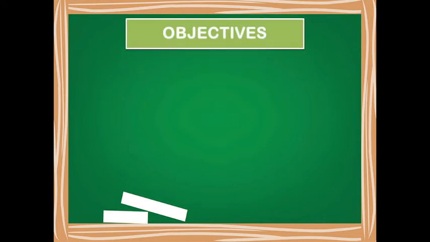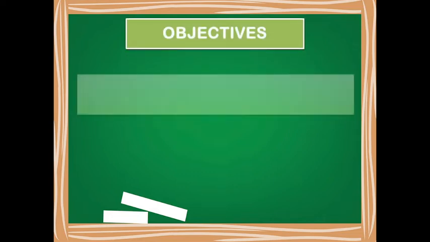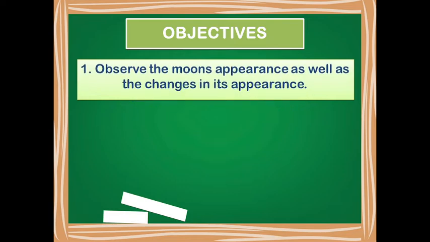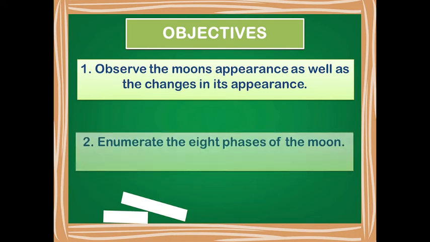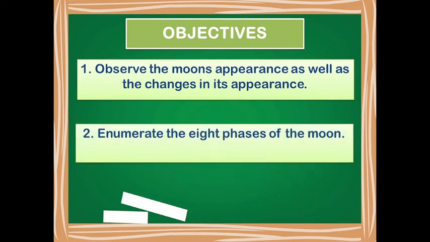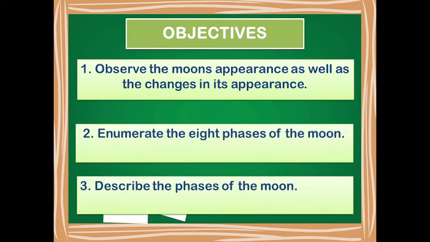The objectives for this lesson are: first, observe the moon's appearance as well as the changes in its appearance. Second, enumerate the 8 phases of the moon. Third, describe the phases of the moon.